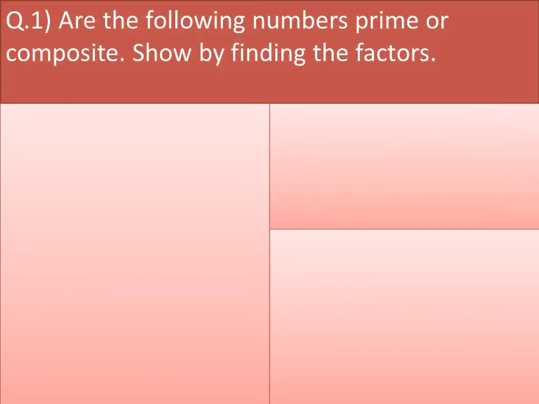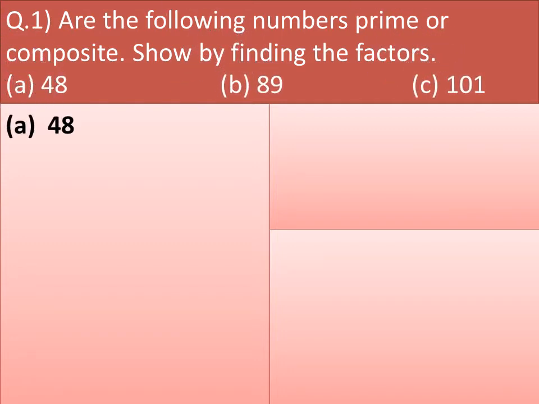Let's solve one more question. Are the following numbers prime or composite? Show by finding the factors. Number A, 48. To find all the factors of 48, we have to think of all the possible combinations of 48. Remember, when listing factors, always start with 1 and the number itself. First, we write the number as a product of two numbers. So 48 can be written as 1 multiplied by 48 is equal to 48.